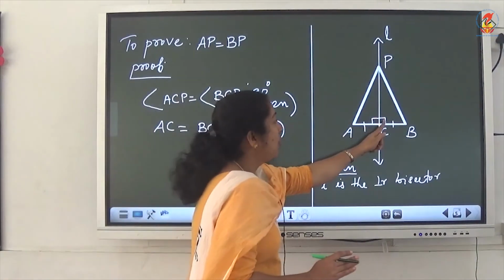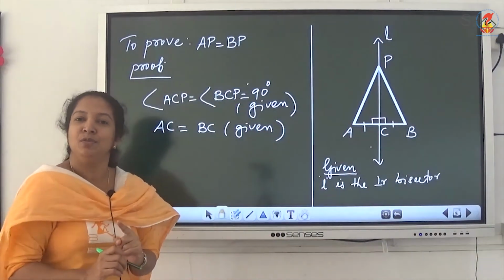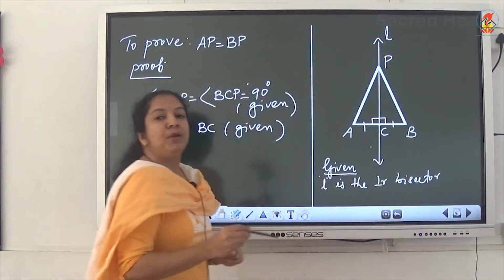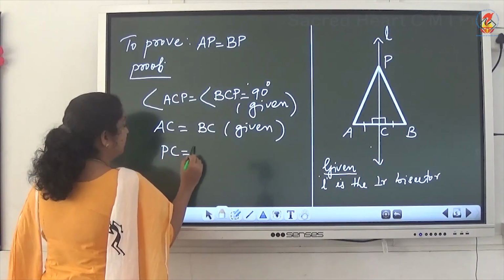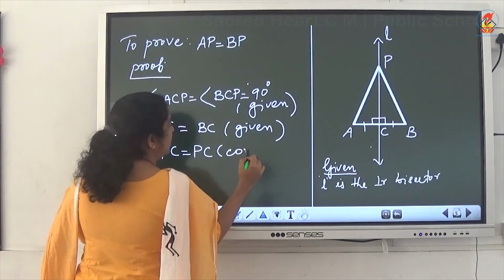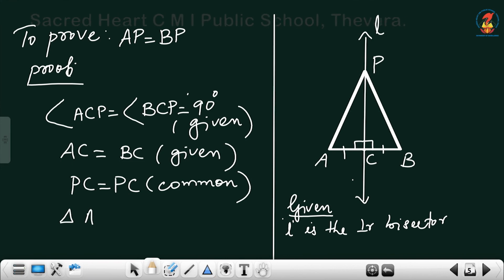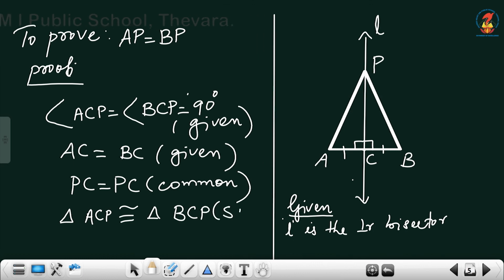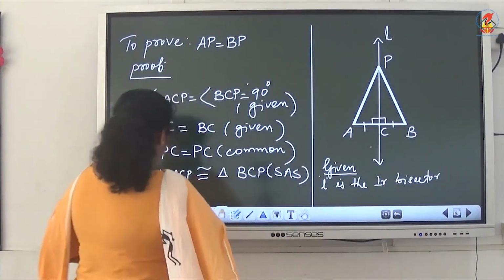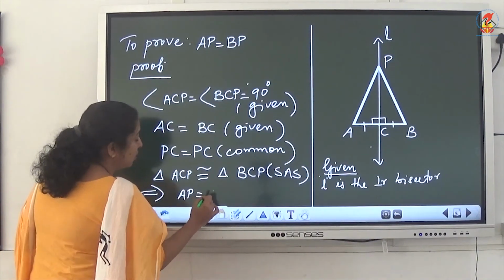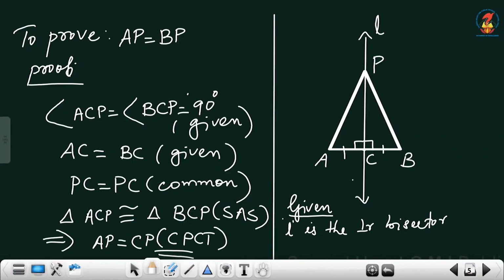So we got one angle and one side. The other side we can take is PC. PC is equal to PC, common. So what can we say? Triangle ACP is congruent to triangle BCP using SAS criterion, two sides and the included angle. If these two triangles are congruent, we can say AP is equal to BP using CPCT. This is the proof which we need.